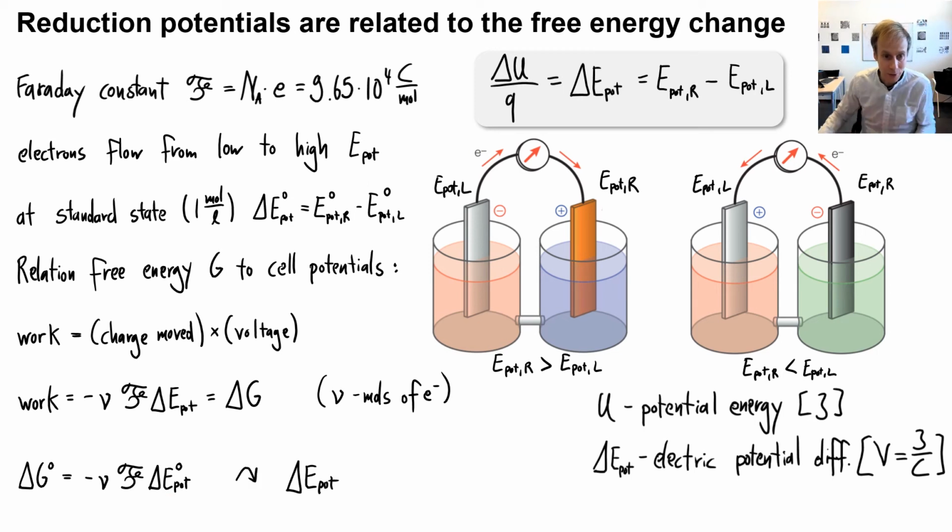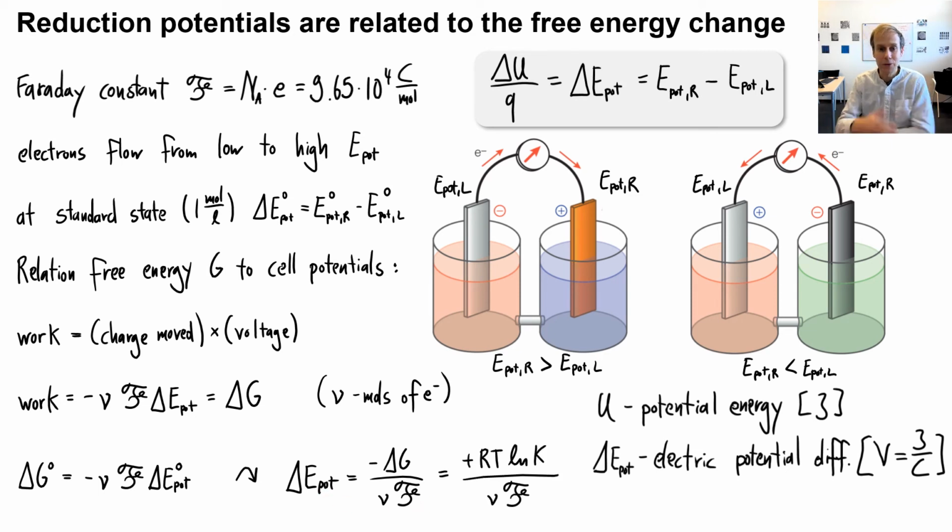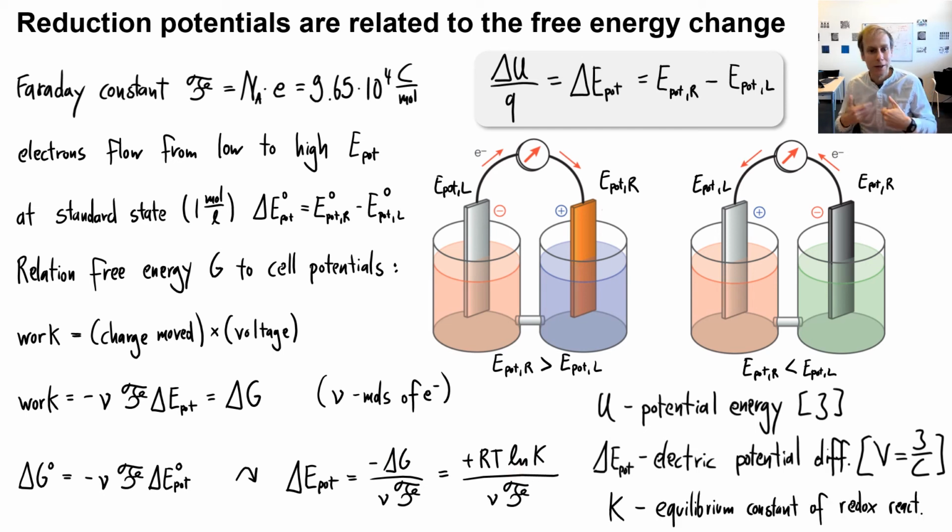Now, we can rearrange the equation so that we can actually obtain the electrochemical cell potential with the Gibbs free energy change, as it is done in this equation. And you know from previous knowledge clips, the Gibbs free energy change can be related via this equation to the equilibrium constant K. So measuring the cell potential in a redox cell allows us to actually obtain the equilibrium constant K.